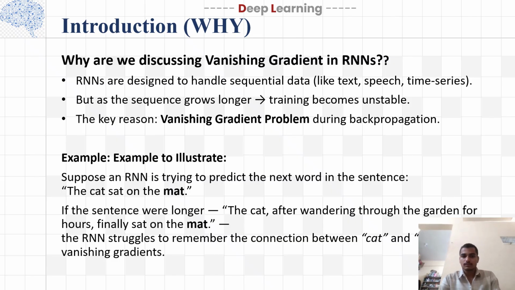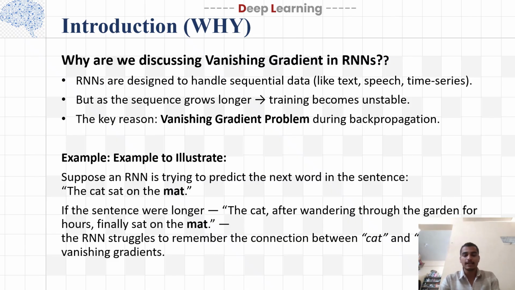Let us start with the why. RNNs are designed to handle sequential data like text, speech, or time series signals, where the output depends on the previous input. However, as the sequence becomes longer, training becomes unstable. The main reason for this instability is the vanishing gradient problem during backpropagation.